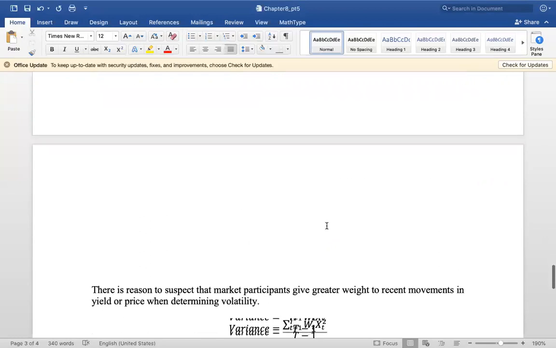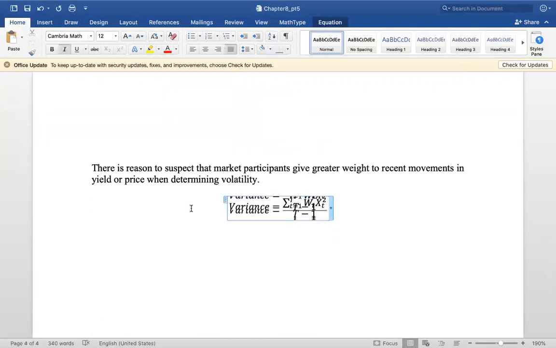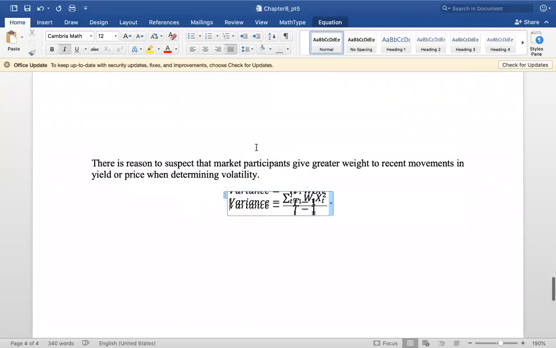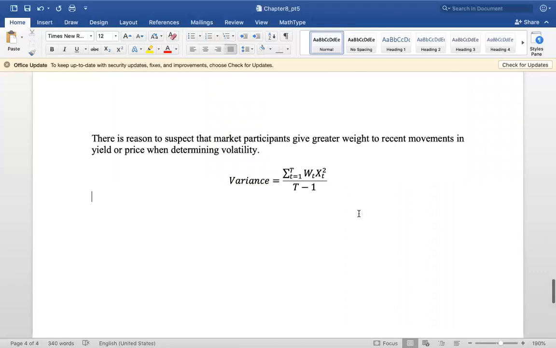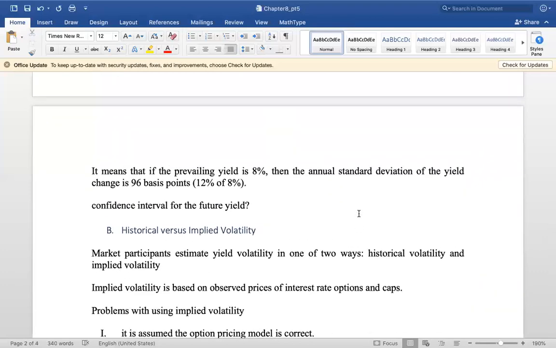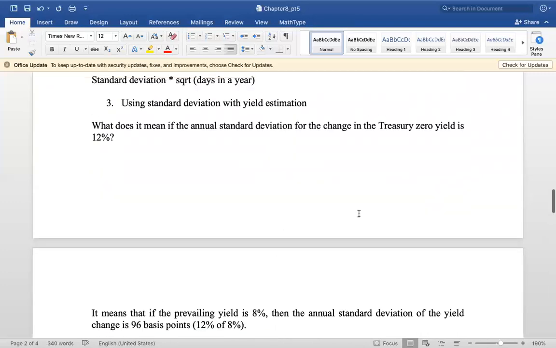In some cases, this weighted formula is also used, in which some market participants give greater weight to recent movements as compared to the earlier movements. So I think this is pretty obvious: how to calculate the volatility of the interest rates, or how to calculate the standard deviation of the interest rates, and then how to use this interest rate volatility along with the yield estimation. So this is all about this chapter.